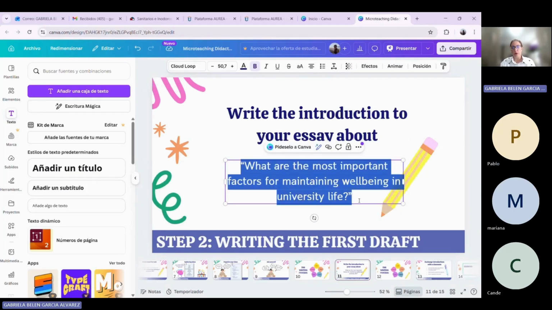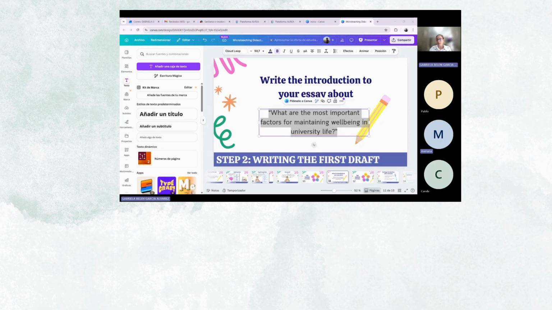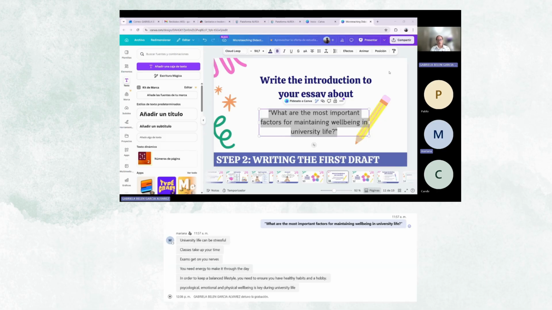This is the question. What are the most important factors for maintaining well-being in university life? And so I could start with something like, university life can be tough. Can be stressful or tough. Perfect. Yeah. The first advice I have for you is that when you start writing, you write whatever you think, right? Then in the next stage, in drafting and revising, you can change it. Okay.